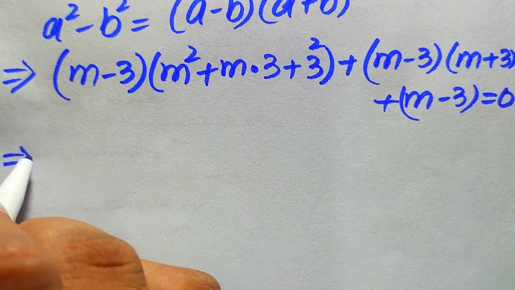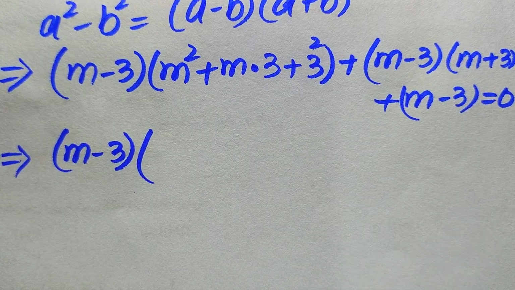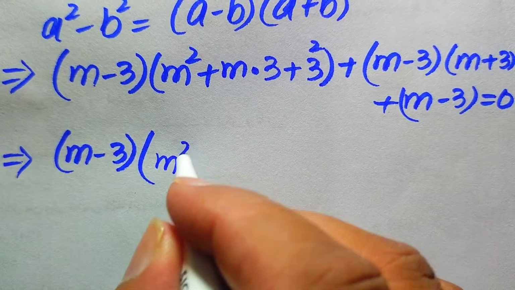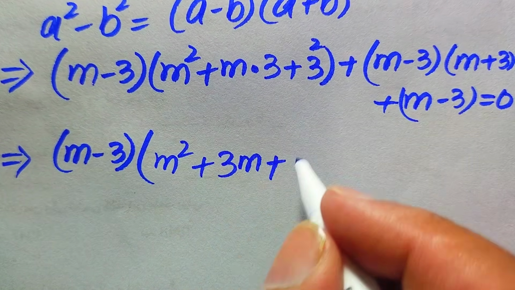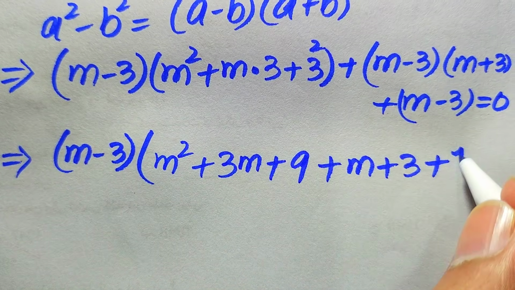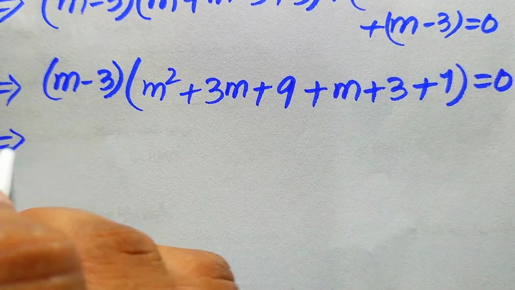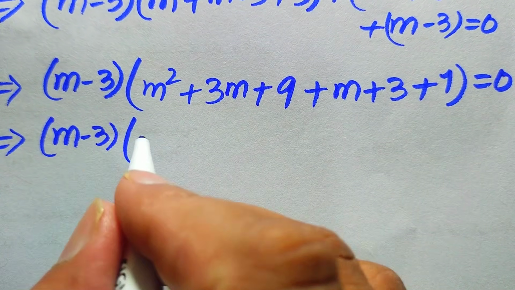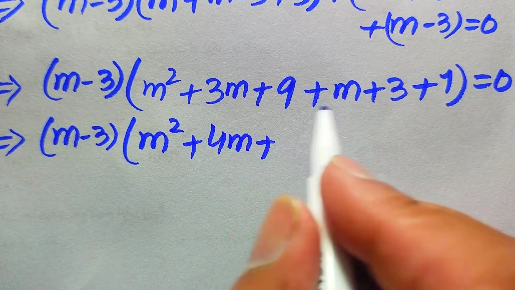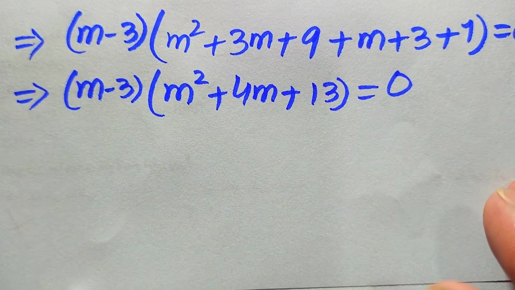In the next step each of these terms involves m minus 3, so we take m minus 3 common from here, and the remaining values are m squared plus 3m plus 3 squared, which becomes 9, and from here we get m plus 3, and plus from here we get 1, and this whole equation is equal to 0. Now we rewrite this equation as m minus 3 times m squared plus 3m plus m becomes 4m, 9 plus 3 is 12, 12 plus 1 becomes 13, and this whole equation is equal to 0.